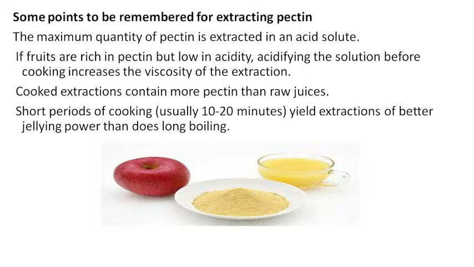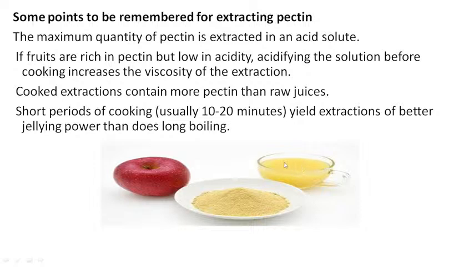Some points to be remembered for extracting pectin: the maximum quantity of pectin is extracted in an acid solution. If the fruits are rich in pectin but low in acidity, then we have to add an acidifying agent before cooking, which increases the viscosity of the extraction. Cooked extractions contain more pectin than raw juices. A short period of cooking, usually 10 to 20 minutes, will yield an extraction of better gelling power than long boiling. Okay, all these are clues we can use in extraction.